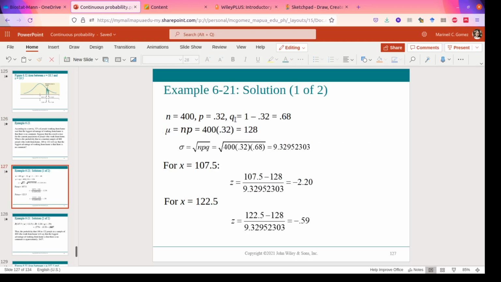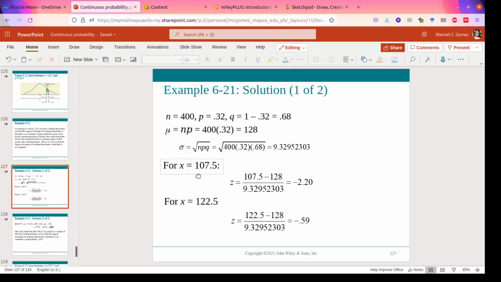Since the NP will give a lower value, let's first check: would our NP give a value of greater than 5? NP is greater than 5, that's 128. And this is also the mu, or the population mean. The population standard deviation is calculated from the formula, so mu is equal to NP and sigma is equal to the square root of NPQ. Remember, these are the mu and standard deviation calculations from our binomial formula from the previous lecture. So we calculate the mu and the population standard deviation.